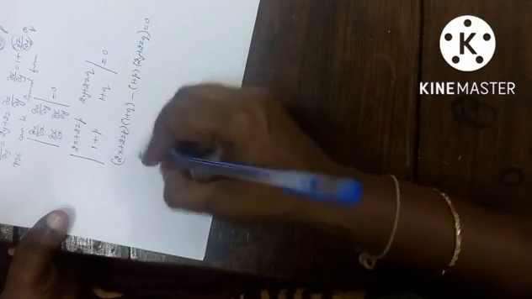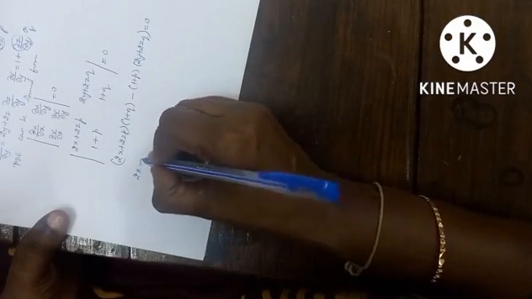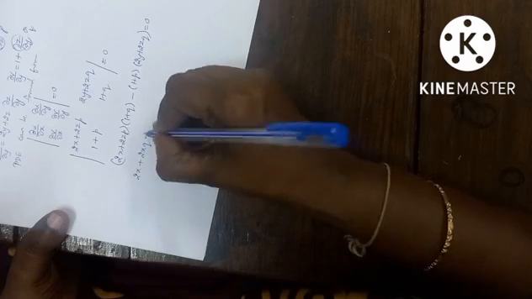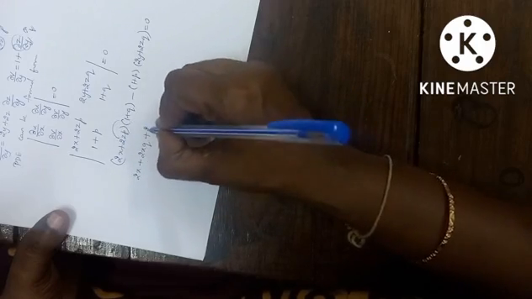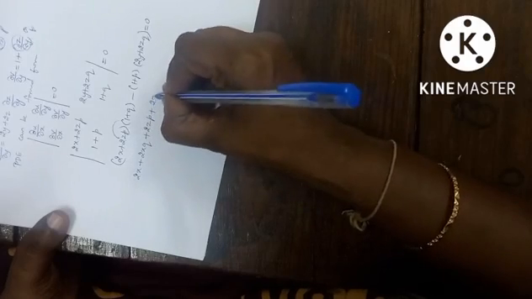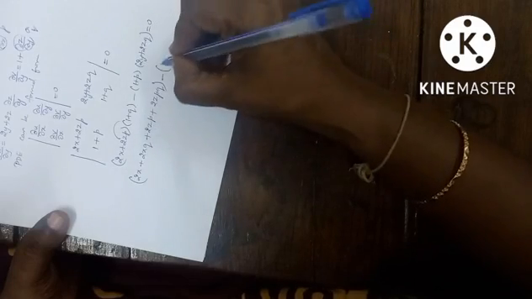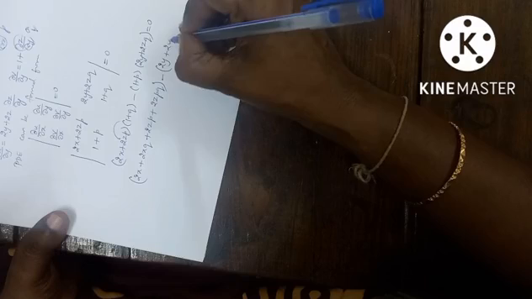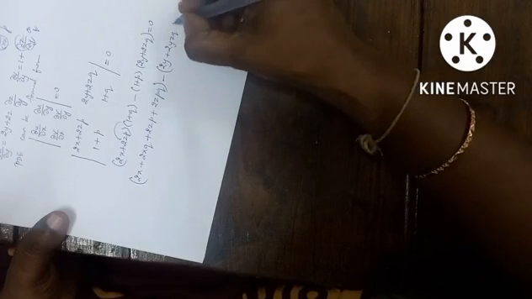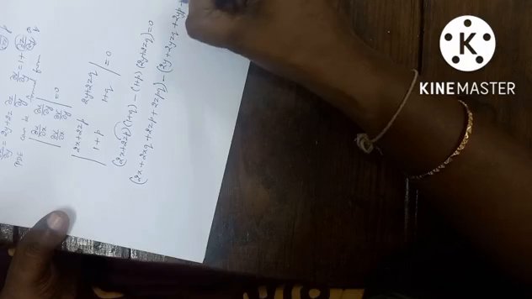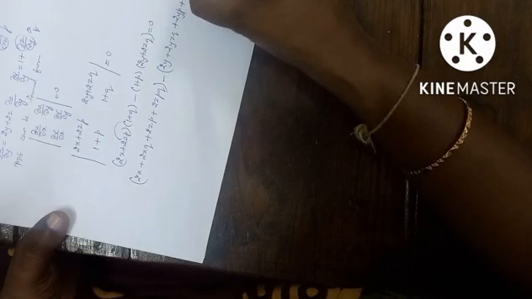So when you multiply, first term into first term, second term into first term, second term into second term, minus of first term into first term, second term into first term, second term into second term.